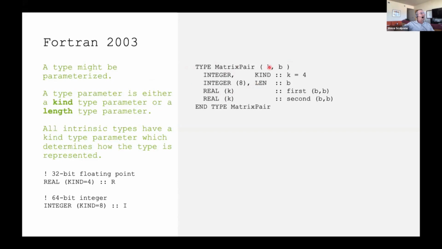So when it's created, you can pass in the length. Then here it's building 2 matrices that are B by B. Again, it's from 1 to B, 1 to B, like that.